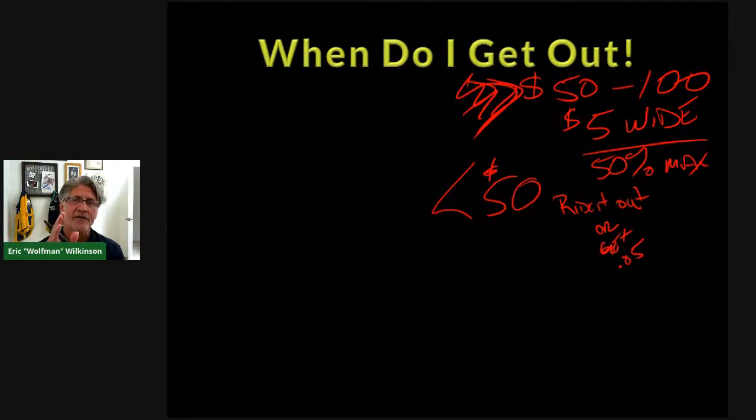I need to collect 33% of the width of the spread. That means on a $1 wide spread, I'm collecting 33 cents, right? On a $5 wide, I'm collecting about $1.60 something. Actually, a third of the width, yeah, $1.60 something. So that's what we're looking to do. You can easily just multiply it by 0.33.